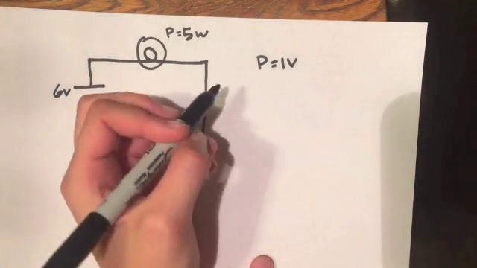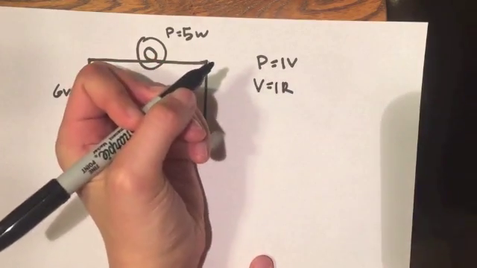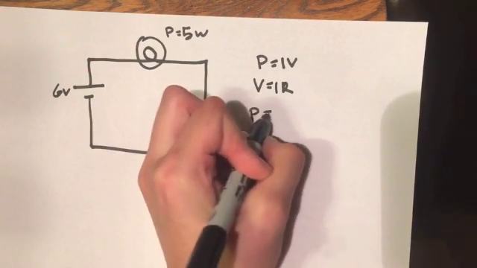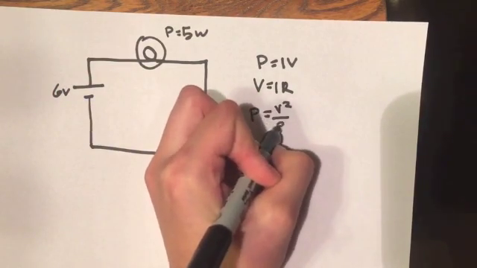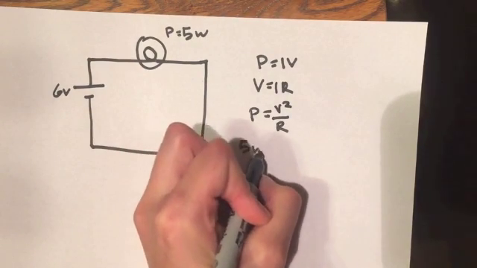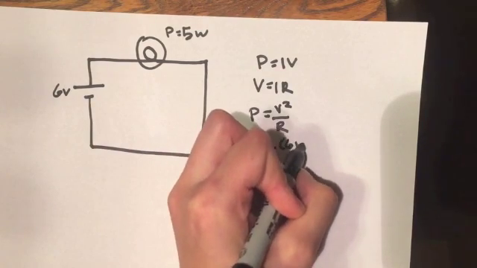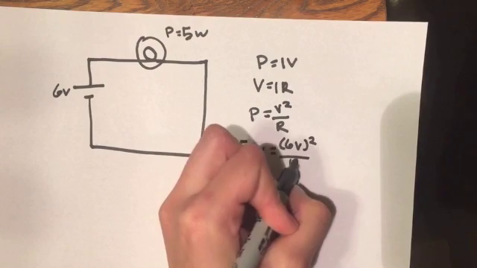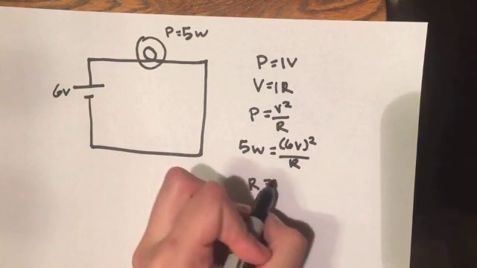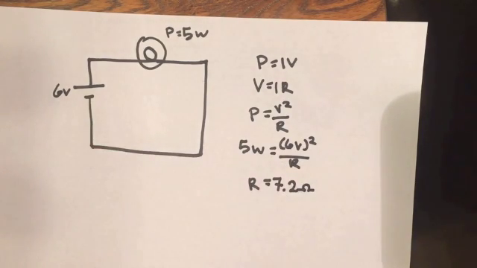So we can use P equals IV and V equals IR and combine those two equations to get P equals V squared over R. We then will plug in the power, 5 watts, and the voltage, 6 volts, to figure out the resistance. Then do some algebra and you find out that the resistance is 7.2 ohms.